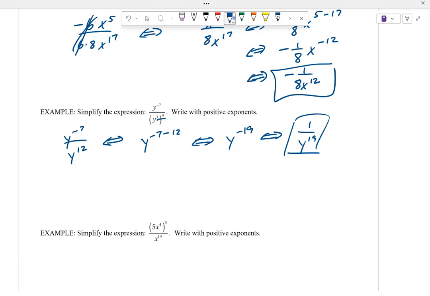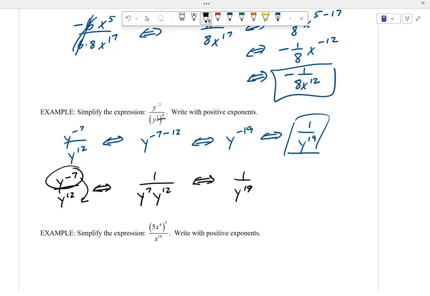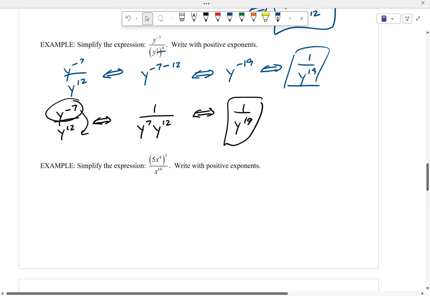The other way you could do this, when you've got this y to the negative 7 over y to the 12, is you know that y to the negative 7 is going to go down. So the y to the 7th would go down on the bottom. You already have the y to the 12th down there. And then y to the 7th times y to the 12th is y to the 19th. So either way, however you want to think about that, just make sure you're using your rules correctly, you'll be fine on these.